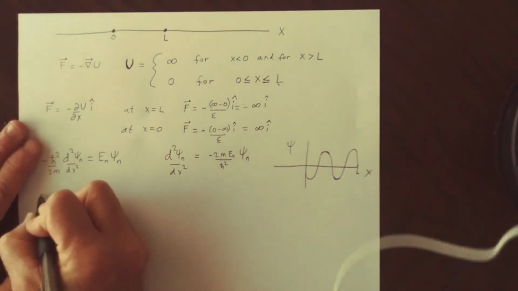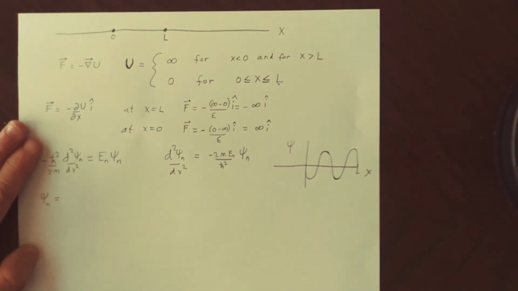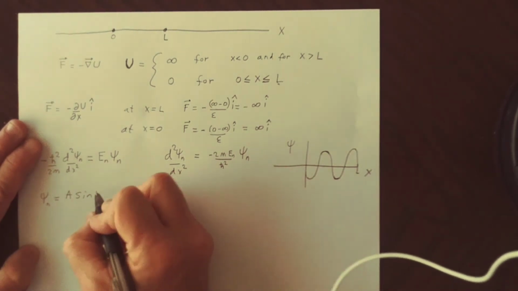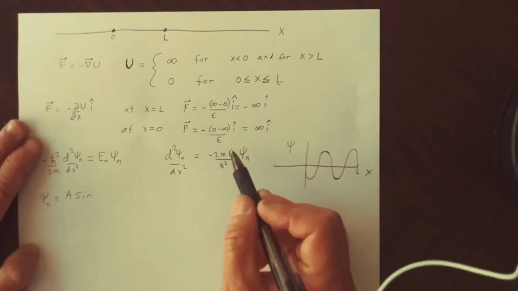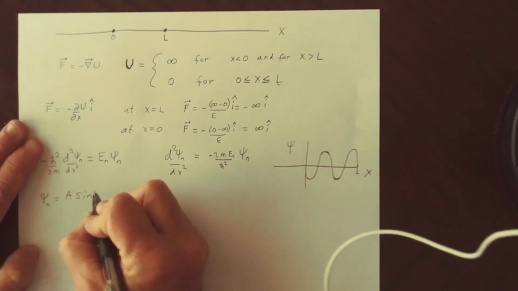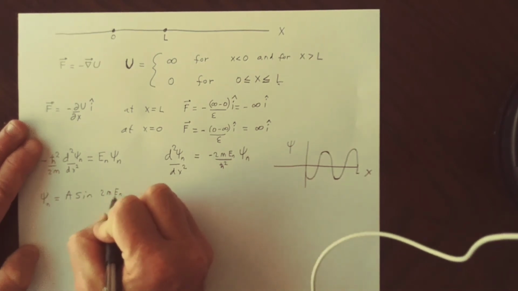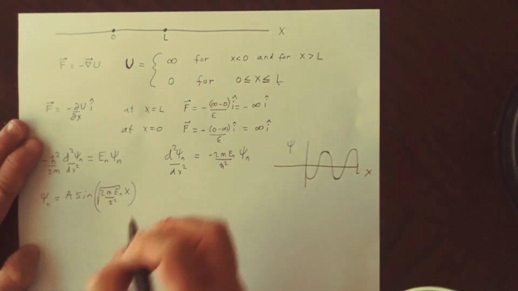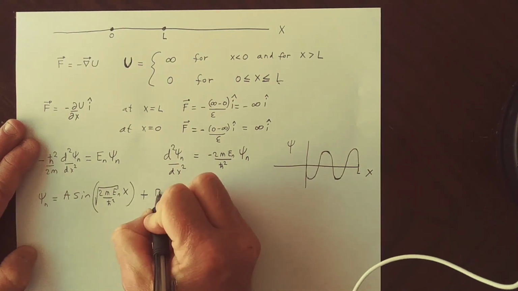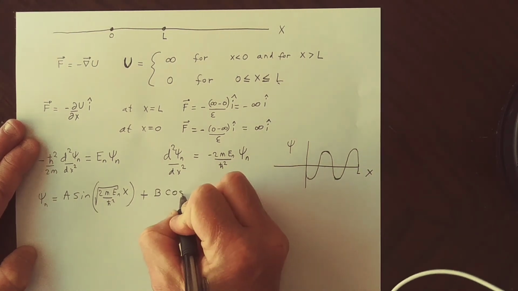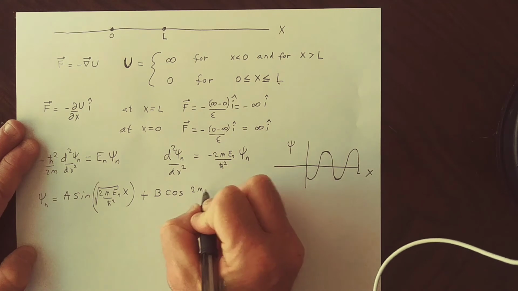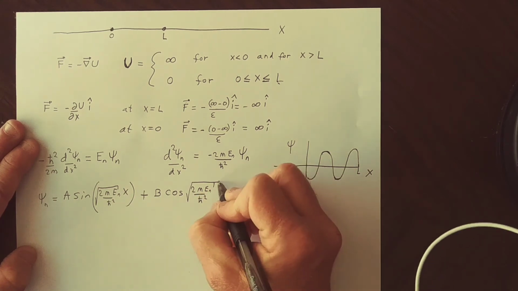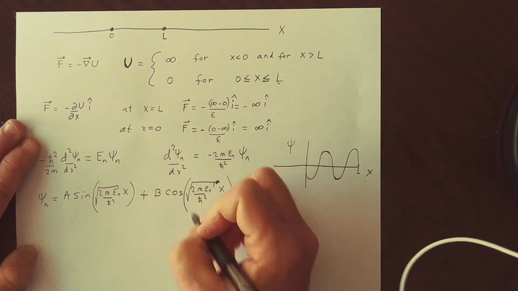And so a general psi of n can be written as the sum of sine and cosine terms. And this term here, we end up getting the square root of this quantity. So it's the square root of 2m En over h bar squared, times x. So a term that looks like that with an undetermined coefficient a, plus b times the cosine of this kind of thing. So the square root ends there times x, so it's something like that.